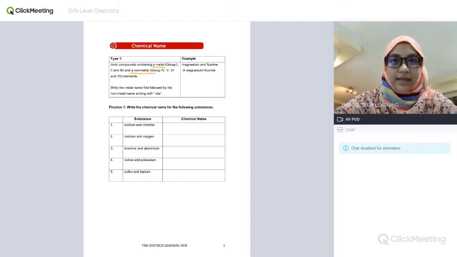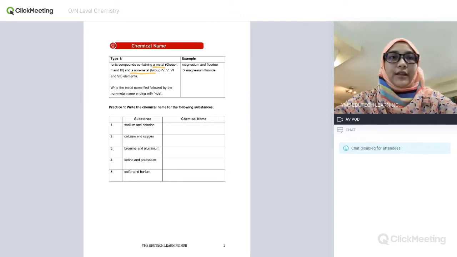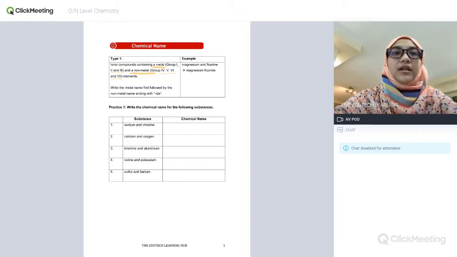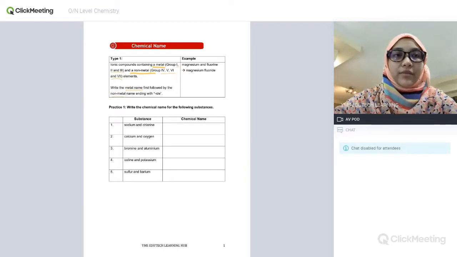How do we know whether the element is a metal or a non-metal? Very easy. Look at our periodic table. If the element belongs to group 1, 2, or 3, we can safely say that the elements are metals. While elements belonging to group 4, 5, 6, and 7, they are the non-metal elements. So in writing the chemical name for ionic compounds containing a metal and a non-metal, first we have to write the name of the metal, followed by the non-metal, and the name of the non-metal has to be accompanied with "ite".